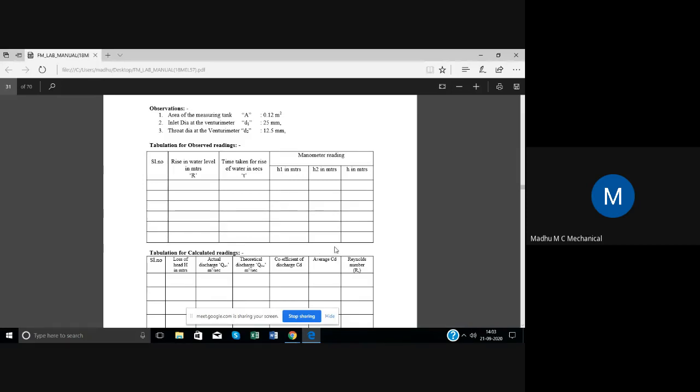Noted down the tabular column, sorry. Over. Shall I give the readings now? Yes, sir. Note down. Serial number 1, rise in water level 10 centimeter or 0.1 meter. Time taken for rise of water in seconds, 39.